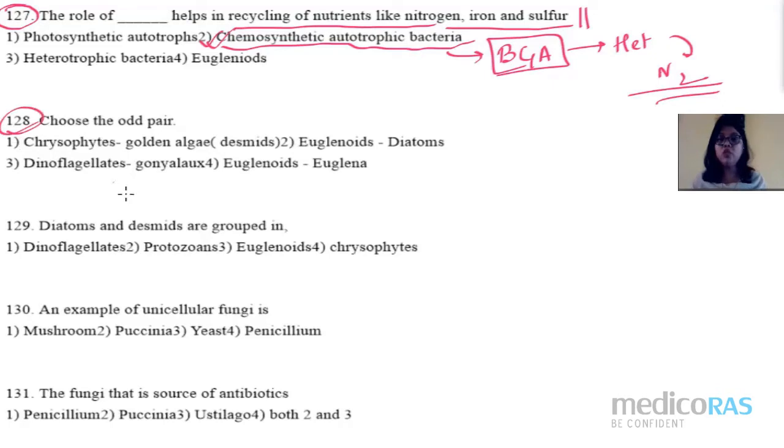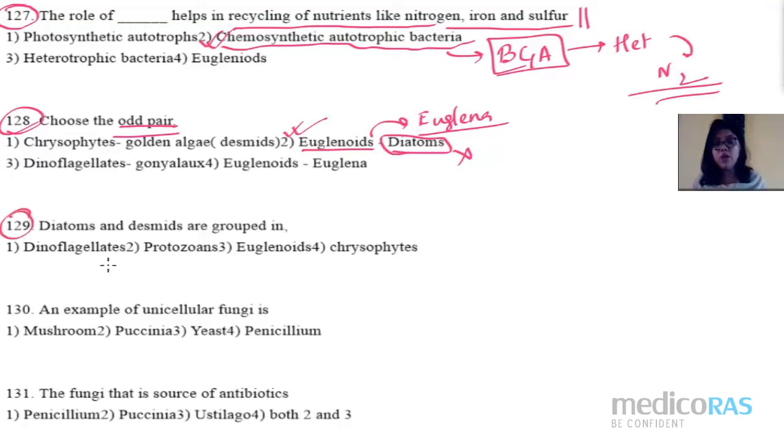Now come to question number 128. They are asking about the odd pair. So by seeing all the options, you can easily understand that euglenoids actually give what? Euglena. Yes, euglena it should be, but they have written here diatom. So this is the wrong option. It is the odd pair, correct? So this option is the correct one.